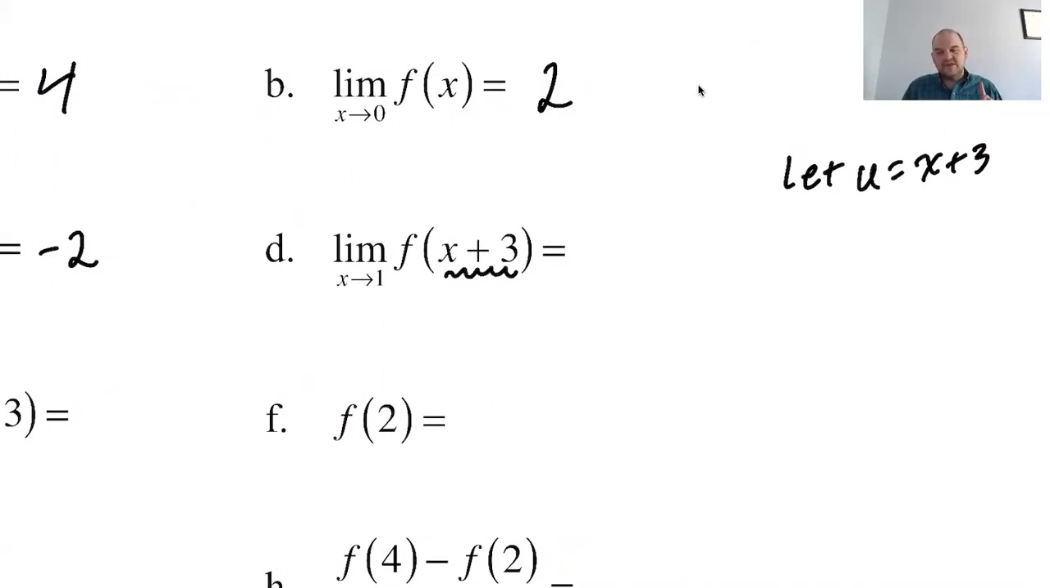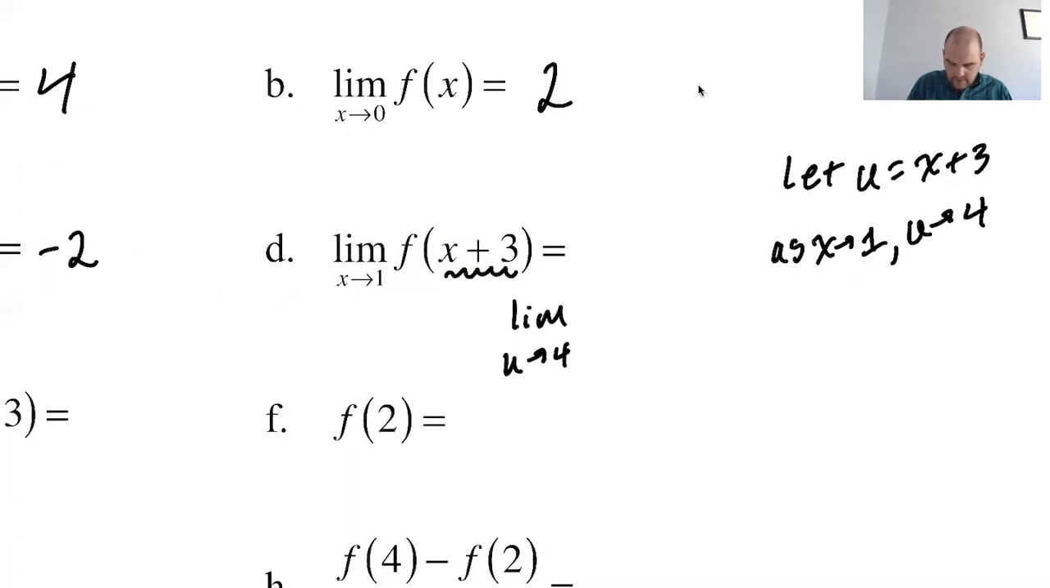All right, now what happens in the limit, the original limit, we want x to approach 1. So I'm going to say, as x approaches 1, what does u approach? Well, if x is approaching 1, then u approaches basically 1 plus 3, so 4. So u approaches 4. Okay, well, then I can replace x plus 3 with u, and I can replace the limit as x approaches 1 with the limit as u approaches 4. So I'm actually going to do that and say that this is the limit as u approaches 4 of f of u.